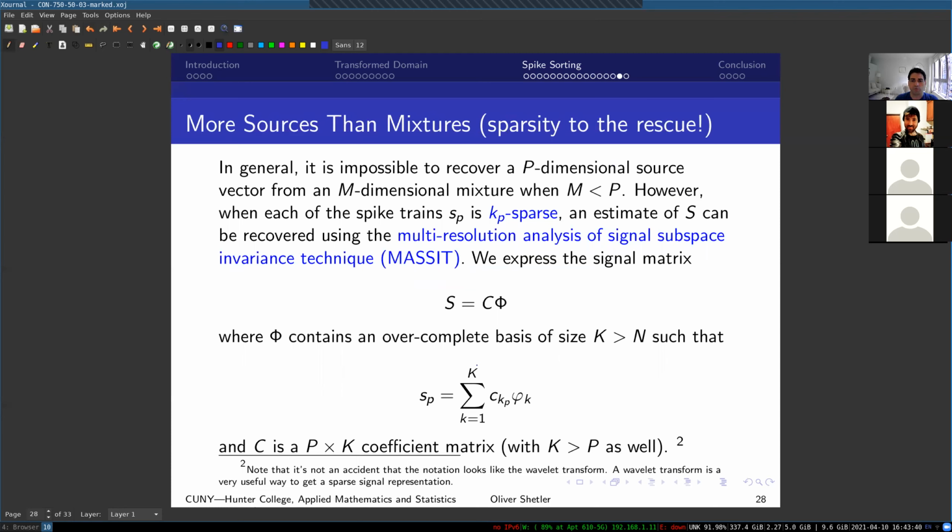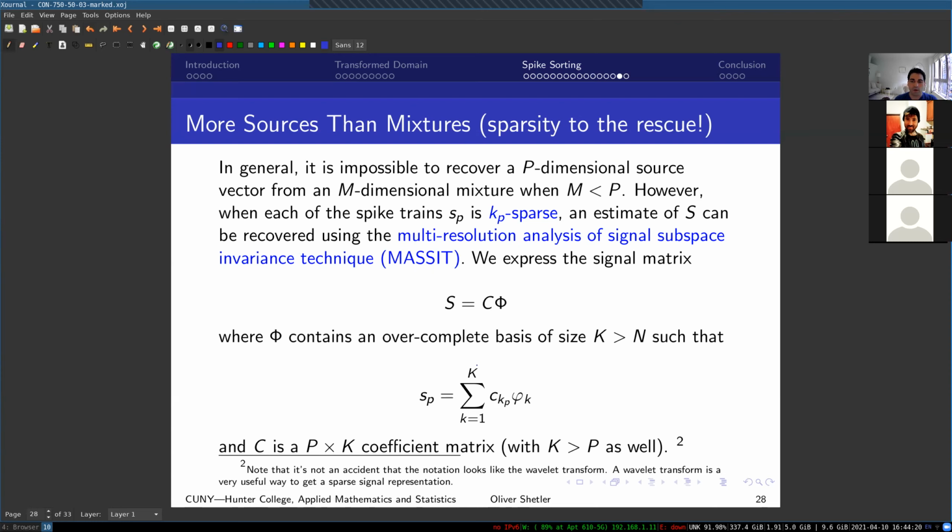Otherwise, this method wouldn't really be efficient. Now, in the case where there are more sources than mixtures, in other words, there are more neurons than there are electrodes, which is always the case, it's generally impossible to recover a p-dimensional source vector from an m-dimensional mixture. However, if we assume that the source vectors are sparse, then an estimate of S can actually be recovered. And as we saw, usually spikes, if we're just talking about the spikes, are in fact sparse. So if we get rid of noise in some way, then this is actually not an unreasonable assumption.